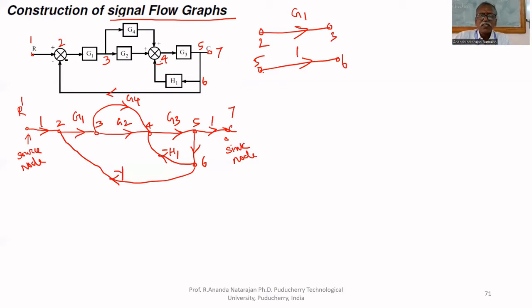5 to 7, no transfer function, therefore 1. All marked: G1, G2, G3, H1 and G4. Everything is marked, minus 1 for 6 to 2. This representation is called signal flow graph representation. Each link has a gain. To find the transfer function, one formula is there that is called Mason's gain formula.